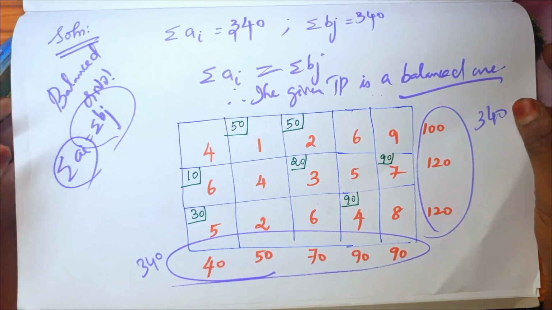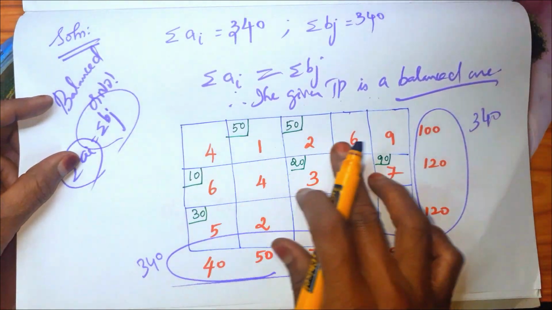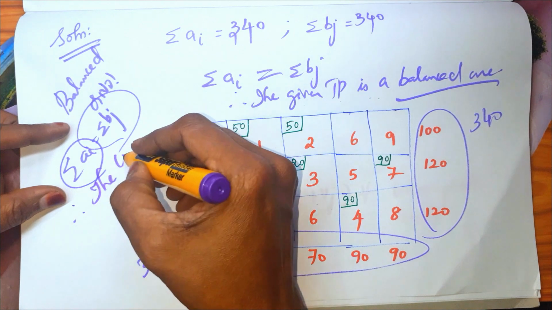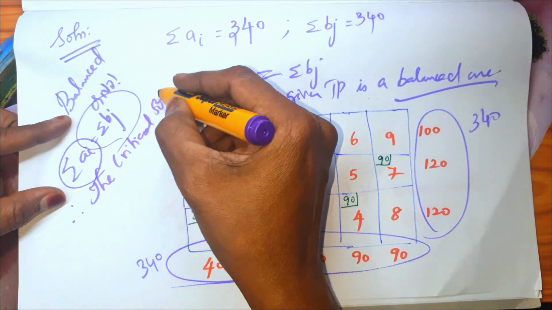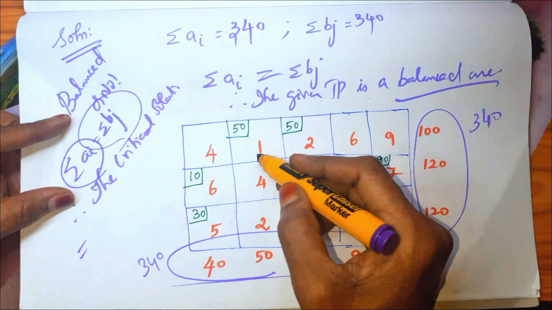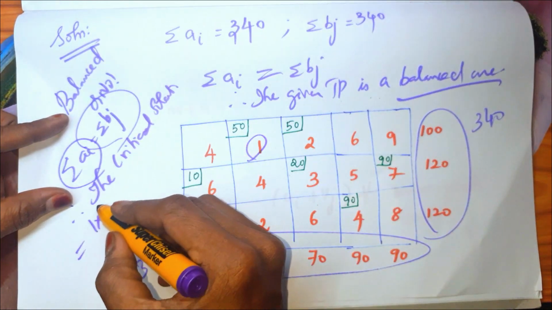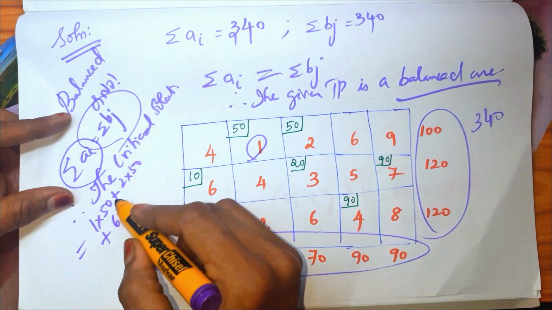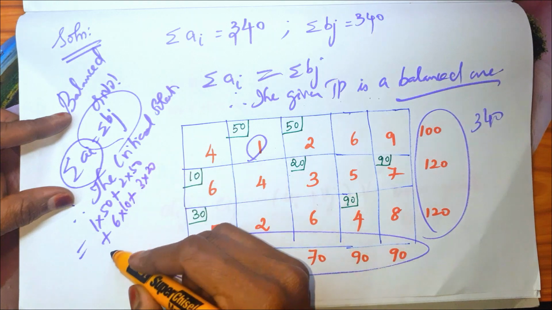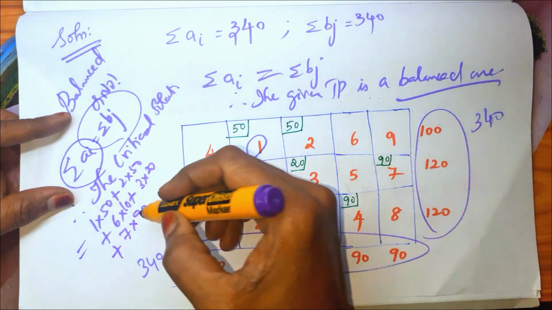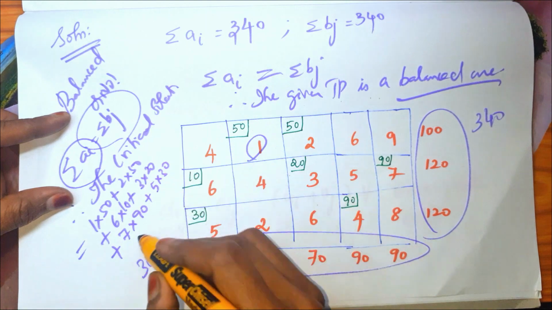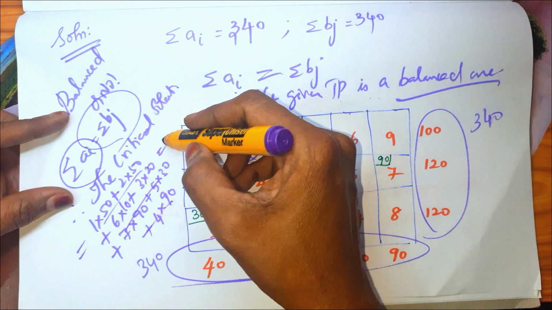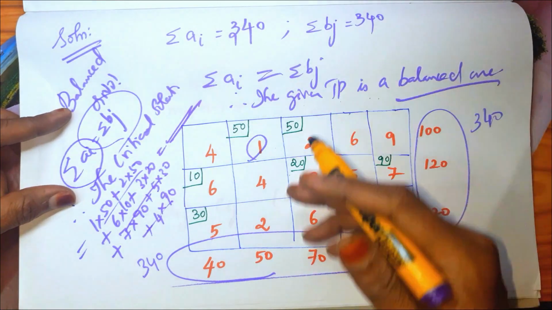After that, we have to find the initial basic feasible solution. Here they are using the term critical solution. How to write the critical solution? Cost into allocation: 1 into 50 plus 2 into 50 plus 6 into 10 plus 3 into 20 plus 7 into 90 plus 5 into 30 plus 4 into 90. You have to multiply everything, then add, and write the critical solution below this table.